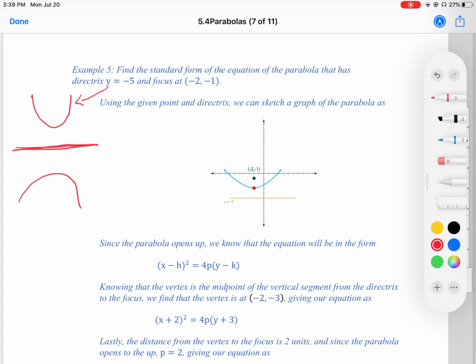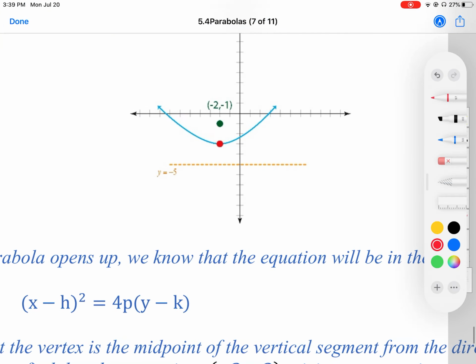So we see that the focus right here is -2, -1. And if this is our directrix, our parabola needs to be between that. And it also needs to not go through or touch the directrix. So our parabola is forced to open up. So I know my parabola opens up.